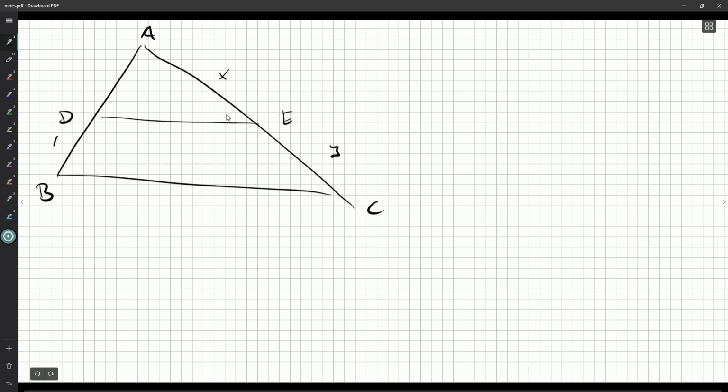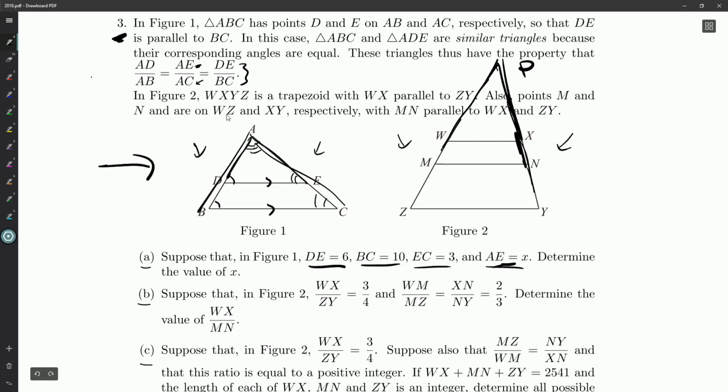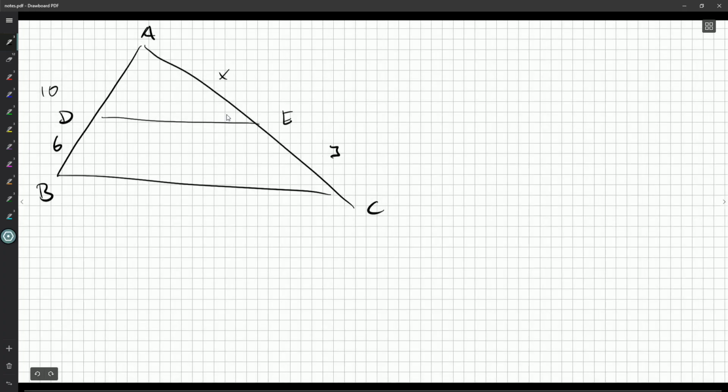So what are we told? BD is 6 and AB was 10? Is that what it was? No, BC and DE, my mistake. 10, 6. There we go. Okay, so what could we do? Let's say notice AC is X plus 3, this whole distance here.